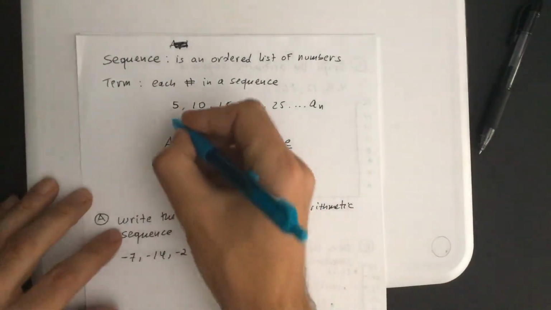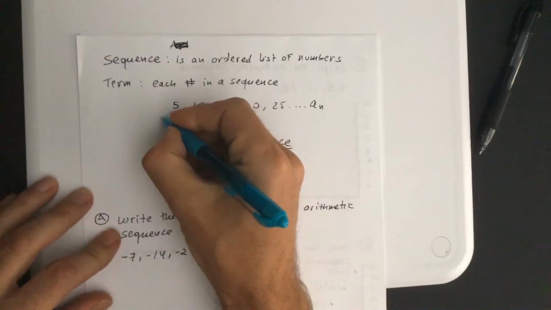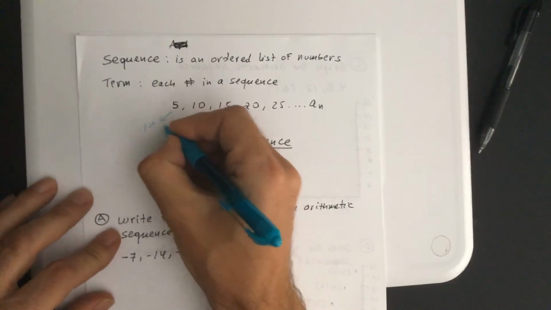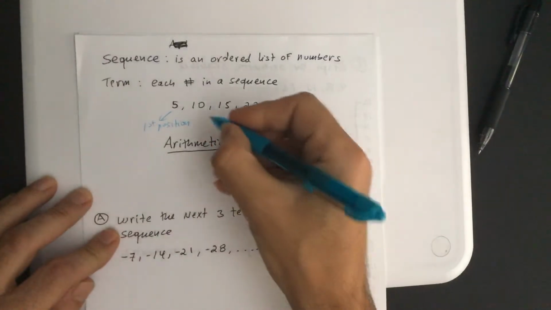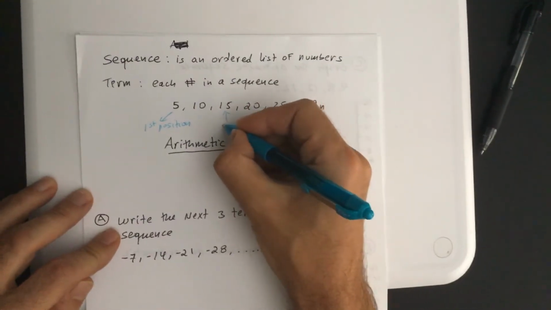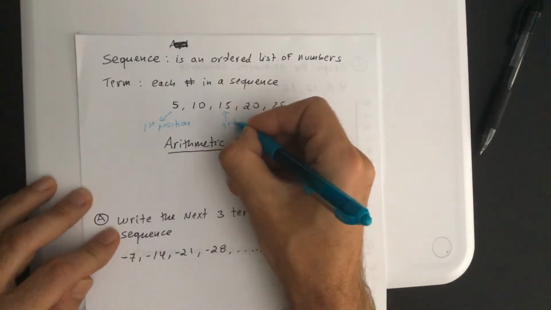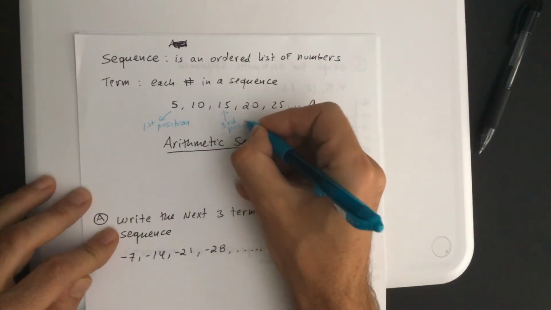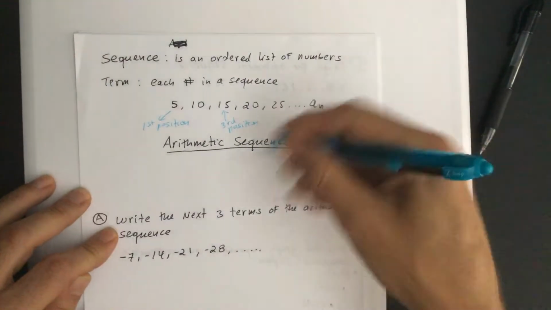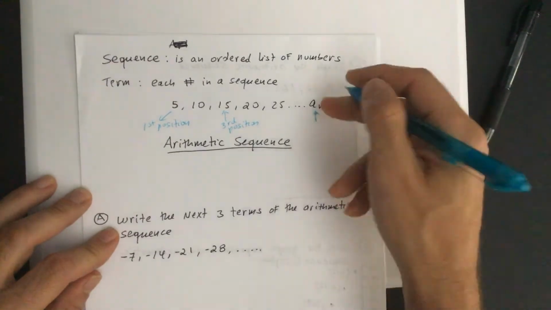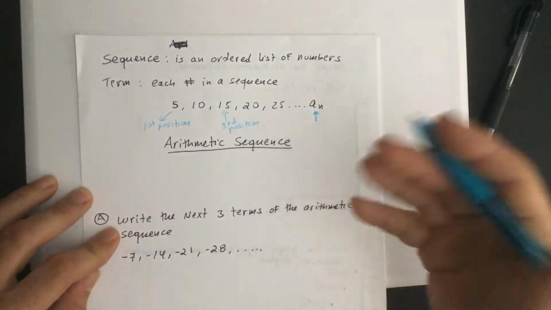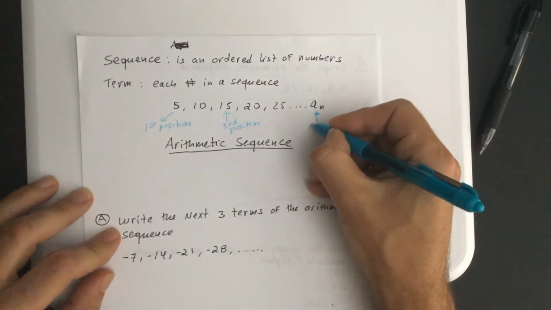For example, this one is the first position. This one is the third position, and so on, right? And this one, well, we don't know that one, but let's call it the nth position.